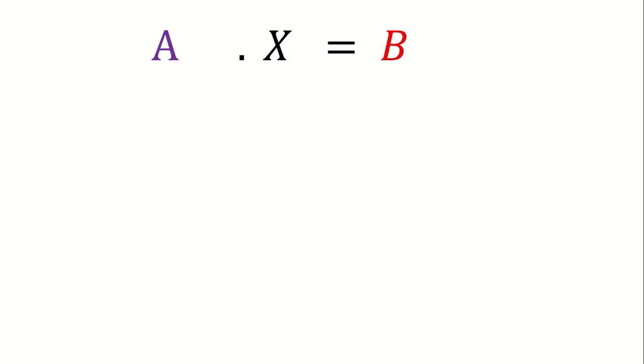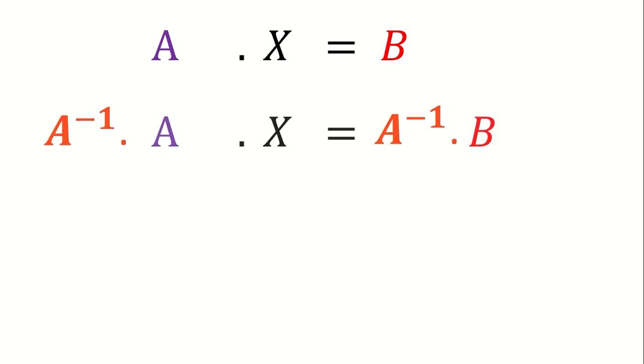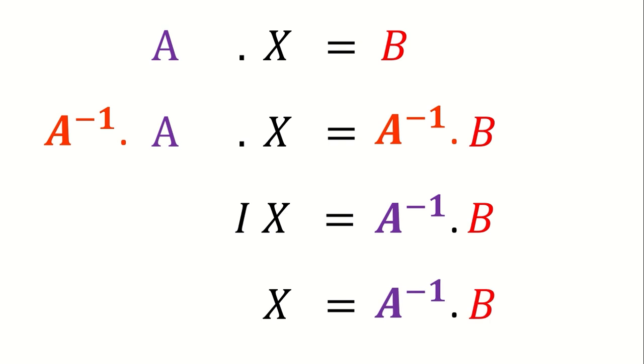Now we can simply solve this equation. A dot x is equal to B, so x is equal to A inverse dot B. The approach is to multiply A inverse from the left side. In the matrix world, it is important whether you multiply A inverse from the right or from the left. If you multiply A inverse from the left, we have A inverse dot A dot x is equal to A inverse dot B. A inverse dot A is equal to I, the identity matrix, so I dot x is equal to A inverse dot B. I dot x is equal to x, so x is equal to A inverse dot B as the answer.